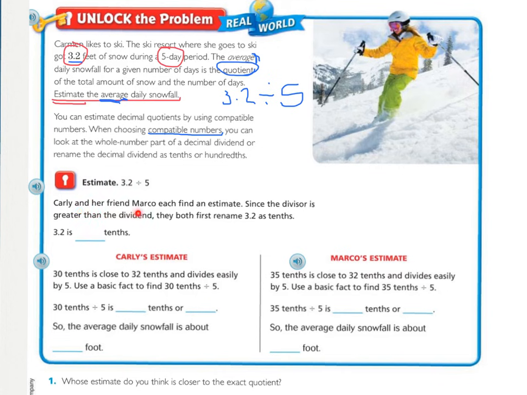So Carly and her friend Marco each find an estimate. Since the divisor is greater than the dividend, since the 5 is greater than 3 2/10, they both rename 3 2/10 as tenths. To do that, we have to remember how many tenths it takes to make a whole. It takes 10 to make a whole, and we have 3 wholes, so that means we have 30 tenths plus the 2 tenths. So 3 2/10 is the same as 32 tenths.